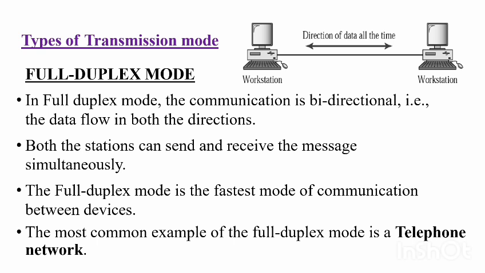The third one is full duplex mode. In full duplex mode, the communication is bidirectional. The information can flow in both directions, with each station acting as both sender and receiver. Both stations can send and receive messages simultaneously. Full duplex mode is the fastest mode of communication between two devices. The most common example of full duplex mode is the telephone network.